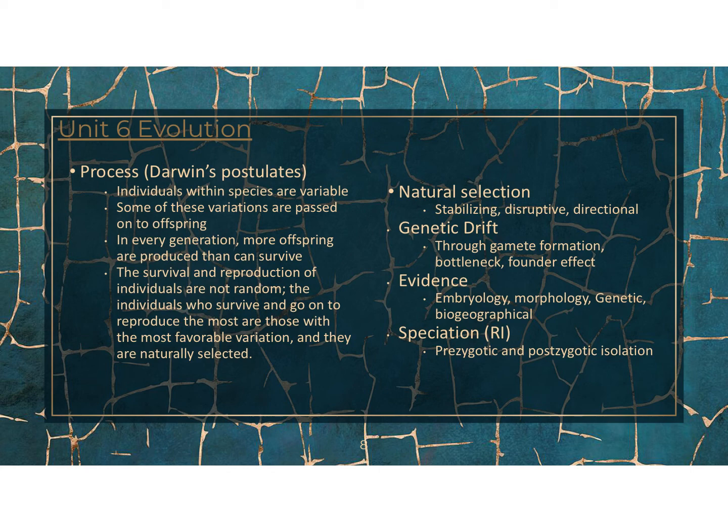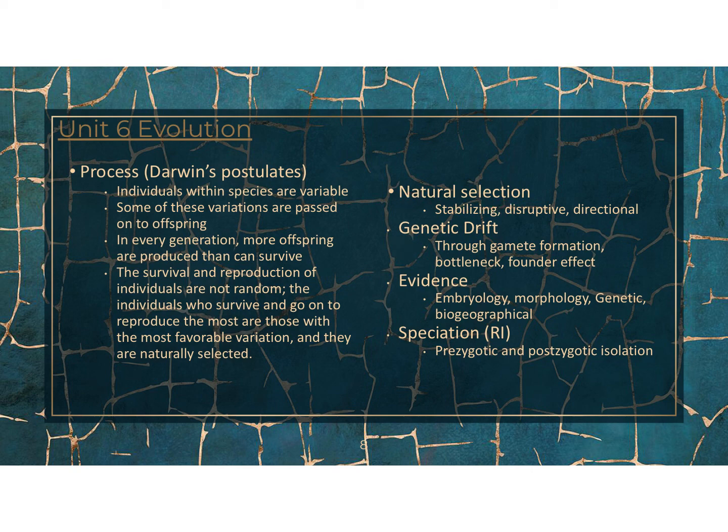And so when we talked about natural selection, we talked about it being stabilizing, disruptive, or directional. But if it's not based on the phenotype, if it's based instead on random chance, then that is the process known as genetic drift. So genetic drift can be random events that come up through the formation of those gametes, such as independent assortment, the bottleneck effect, the founder effect. And so natural selection and genetic drift are kind of opposite to each other in that genetic drift is random and natural selection isn't random.